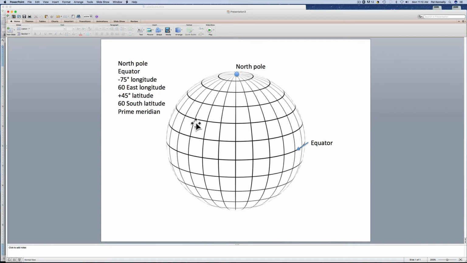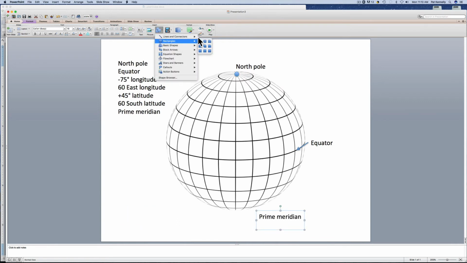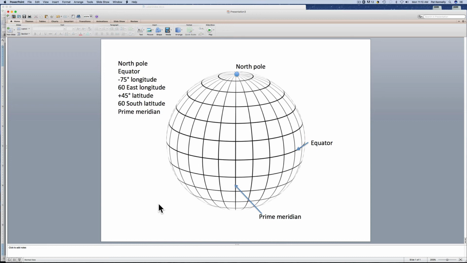So I'm going to label the prime meridian. I'm just going to move this once I've labeled it over to here. Then I'm going to draw in an arrow to clearly indicate what I'm calling the prime meridian. So that's going to be this line right here. Make sure you put it not close to any of the lines of latitude.